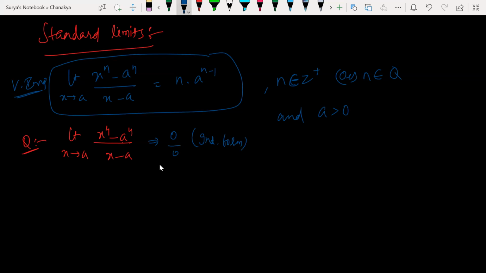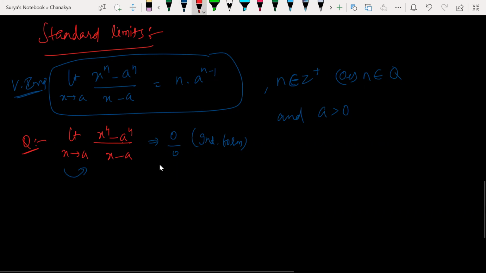The limit concept is, you must always substitute the value of x first. Look at this here. What is the value of x here? x is tending towards a, which means I have to substitute x equal to a in place of x. If I substitute, what will happen? a to the power of 4 minus a to the power of 4 divided by a minus a, 0 by 0 form I'll get. So 0 by 0 I'm getting.